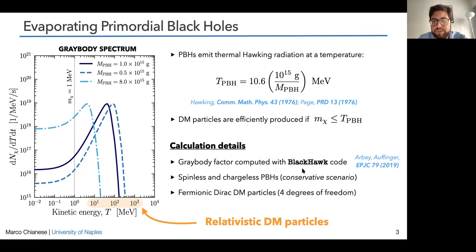We consider the conservative scenario with spinless and chargeless PBH. In different cases, the PBH evaporation rate is faster, and so the production of dark matter particles is also more efficient. Then we consider a fermionic dark matter particle with 4 degrees of freedom. You can see in this specific case, the evaporation of primordial black holes is able to produce dark matter with very high kinetic energies, and so these dark matter particles here are relativistic.